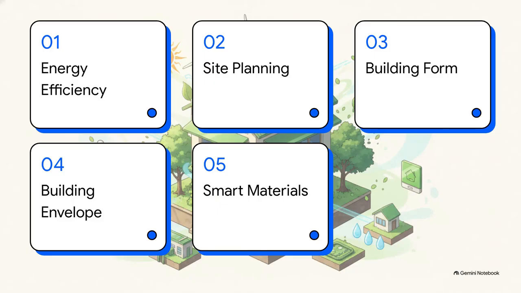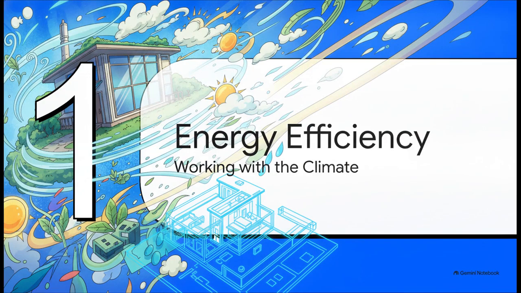All right, here's our syllabus for today's explainer. We'll be going through 1. Principles of energy efficiency, 2. Site planning and landscaping, 3. Optimizing the building form, 4. Engineering the building envelope, and finally, 5. Smart materials and fenestration. So let's jump right into Section 1, Principles of Energy Efficiency.